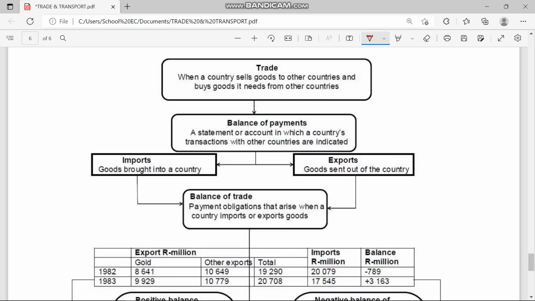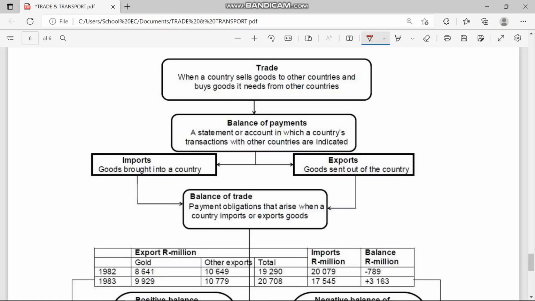Okay, we have import and export. I've explained, but let me explain again. These are the goods that we bring into a country. Those are imports. We take these goods and services from other countries. Exports: these are the goods sent out to other countries. Those are the exports. We take these goods and sell or send them to other countries. Those are the exports.